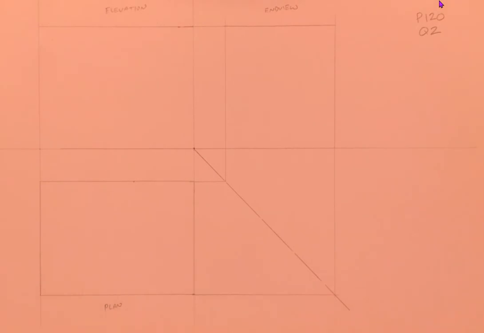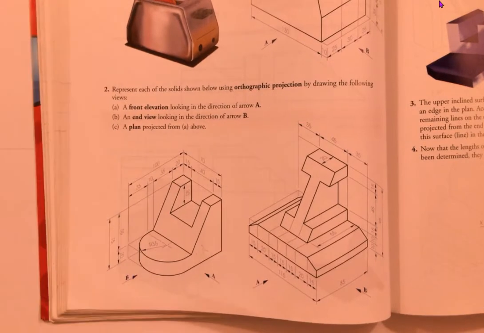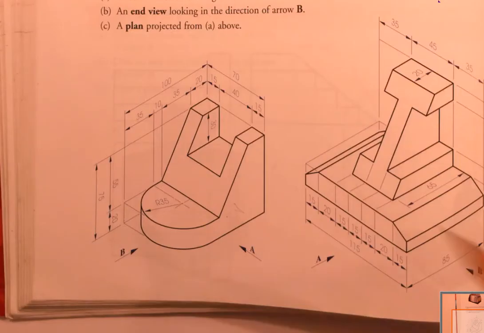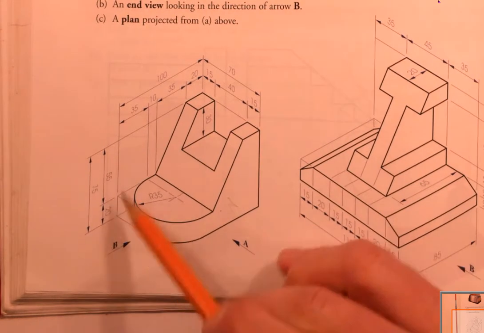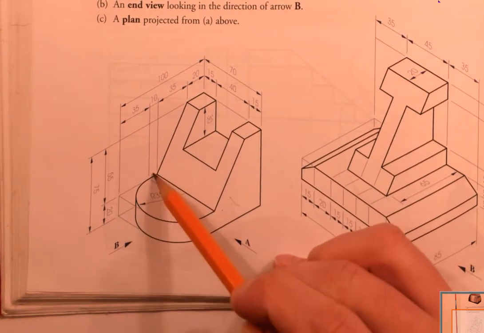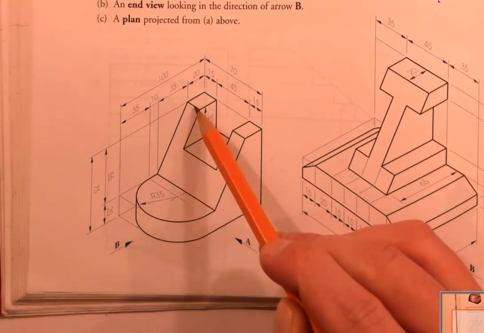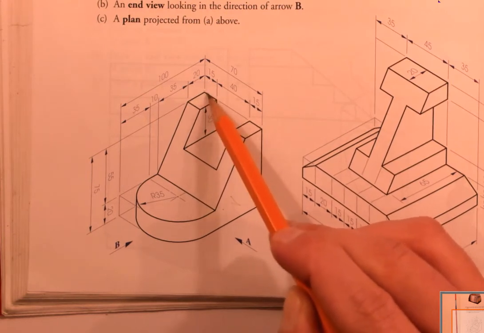Now this question is a real orthographic projection question, and what I mean by that is you can't actually draw this object without connecting the views. So what we're looking at is most of it we can draw. We've got a radius 35 here, that's fairly straightforward. We can see the size of these are 20 wide by 15.